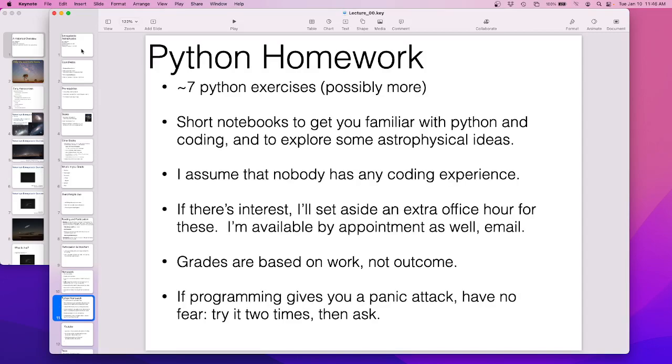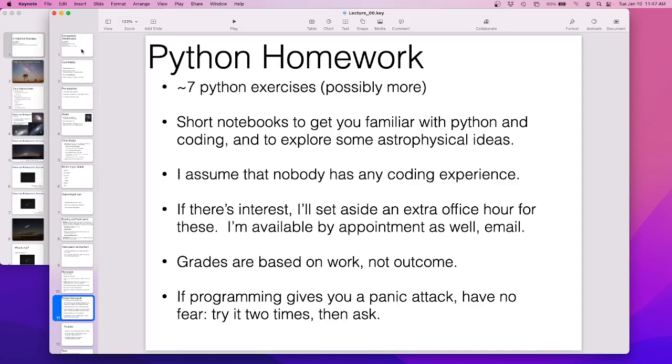The Python homeworks, there are 7, I think, Python exercises. These are short notebooks to get you familiar with Python and programming if you haven't already. I'm assuming that nobody has any programming experience. That's my base level, that nobody knows anything, and we'll build up from there. So how many of you have some Python experience? A little bit, a couple of you. How many of you have zero coding experience at all? A couple of you, okay. Don't worry, it's all pretty straightforward. I really slow-pitch everything, so it'll be all right. That being said, there's a homework due tomorrow. Install Anaconda so that we can actually do it.